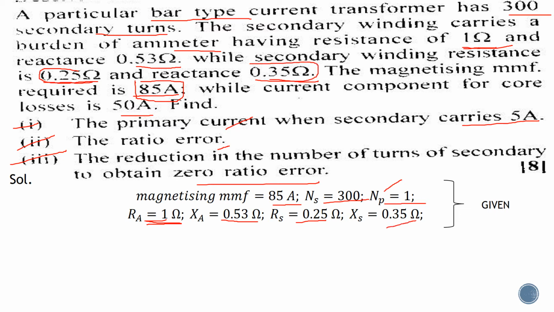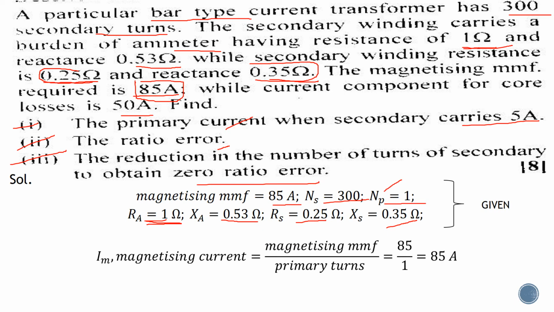So, we will first calculate the magnetizing current. The magnetizing current is the ratio of magnetizing MMF to the primary turns. So, dividing the two, 85 by 1, we will get the magnetizing current as 85 ampere. Also, we are provided with the core loss component as 50 ampere.